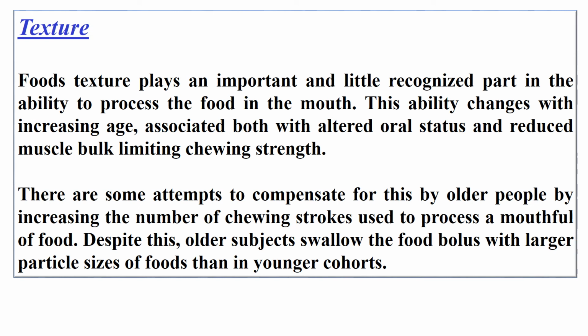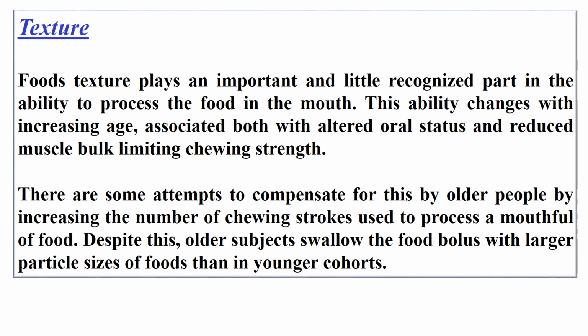Texture. Food texture plays an important and little recognized part in the ability to process the food in the mouth. This ability changes with increasing age, associated both with altered oral status and reduced muscle bulk, limiting chewing strength. There are some attempts to compensate for this by older people by increasing the number of chewing strokes used to process a mouthful of food.